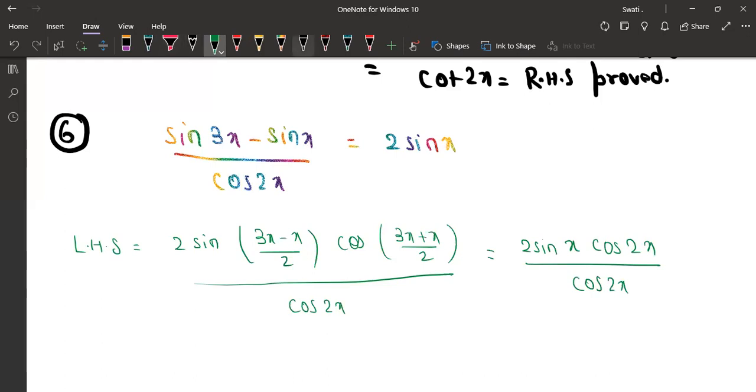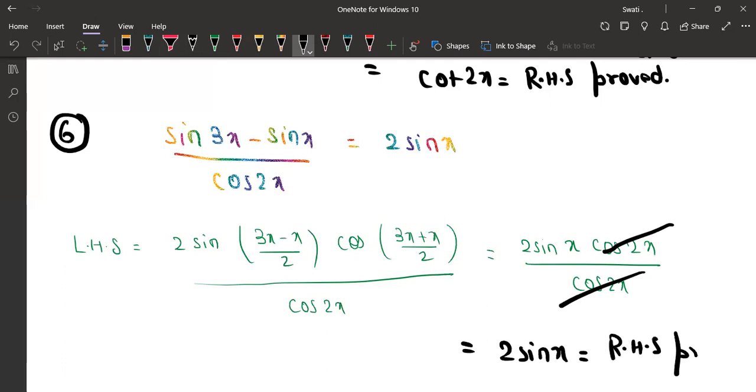Now, of course, you can notice here that this cos 2x and this cos 2x will get cancelled. So what we are getting is just 2 sin x. And that is nothing but our RHS. Hence, proved. Okay. So we are done with this proof as well.